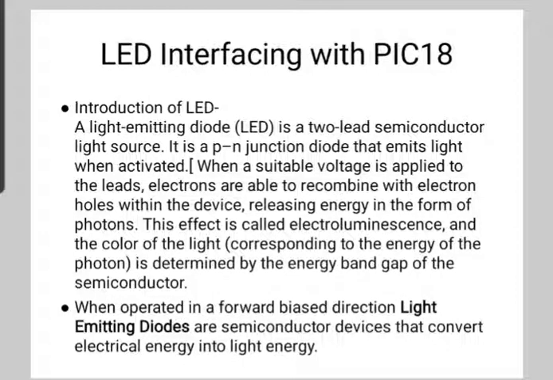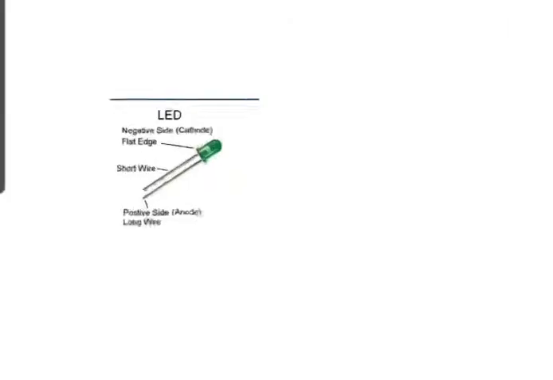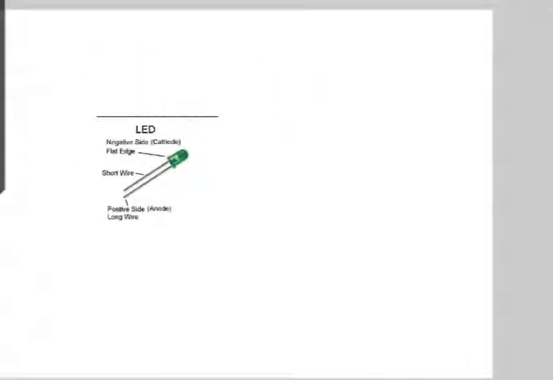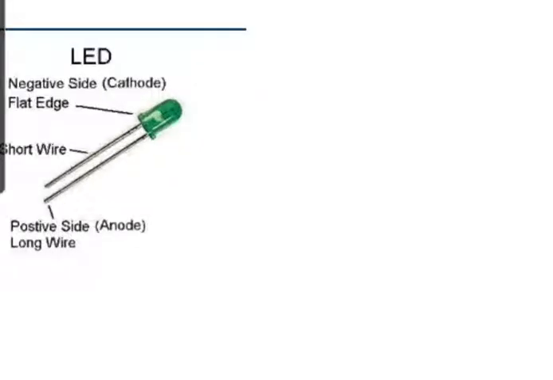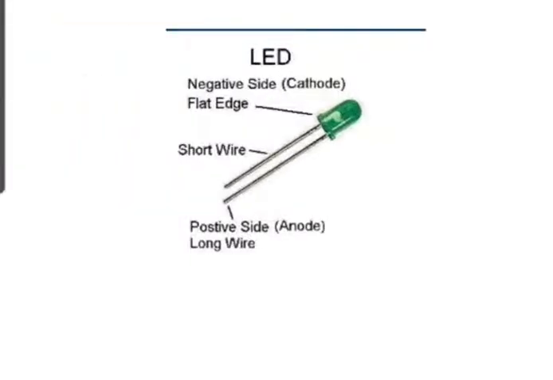Now the LEDs here are connected to port B pins in common anode mode, when operated in forward bias direction. The LED, that is light emitting diode, is a semiconductor device which converts electrical energy into light energy. Now here the symbol for the LED is shown. It consists of a negative side, that is the cathode, a short wire, and a positive side, that is the anode, a long wire.